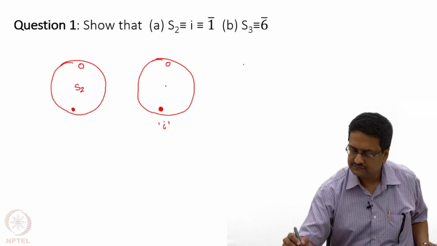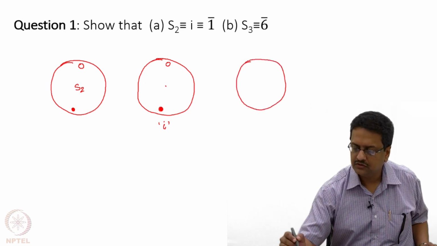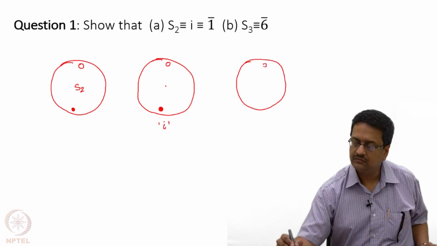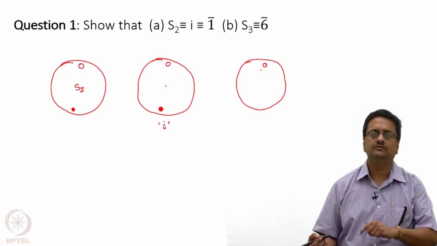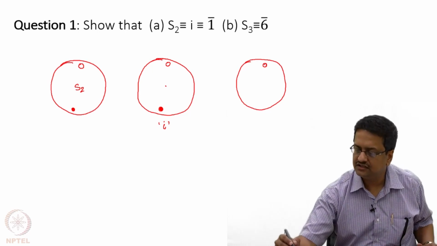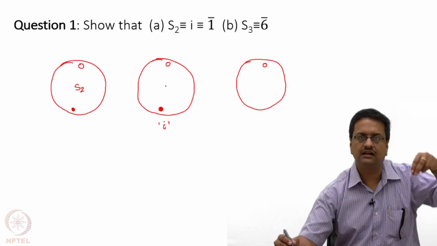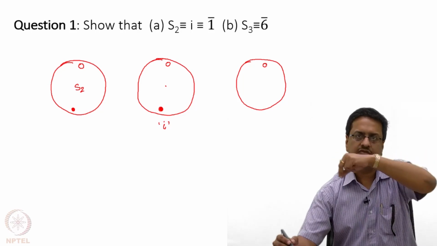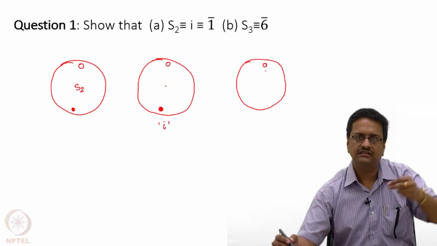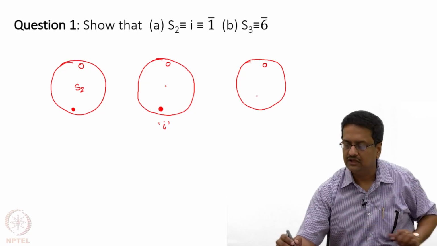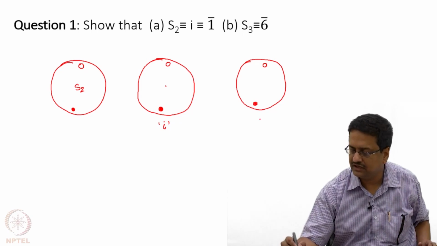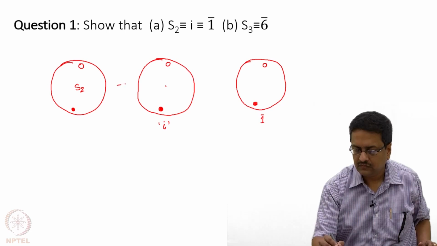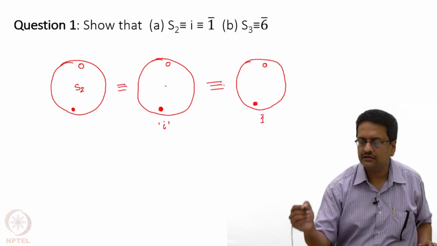In the same manner, if I try to draw 1 bar, what is 1 bar? 1 bar is 360 degree rotation followed by inversion. So 360 degree rotation brings the open circle from the point where we started, and inversion takes it to the lower hemisphere. So again it becomes the same representation as we have seen for S2 and I. So these are equivalent.